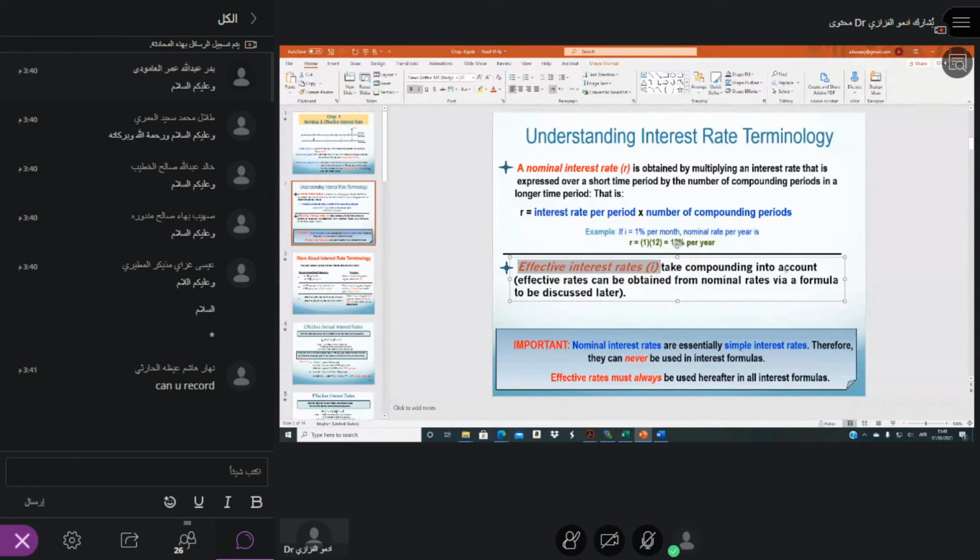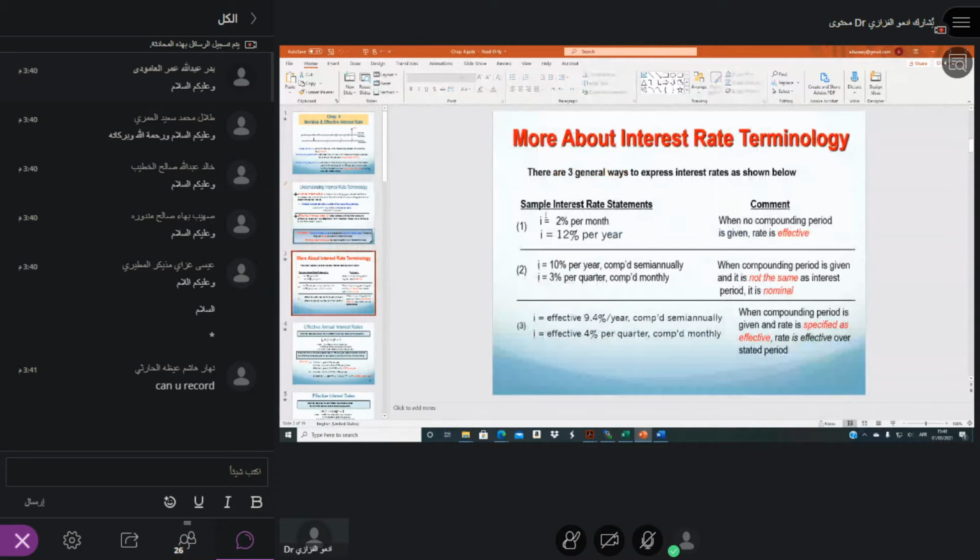It takes compounding into account. So this effective rate also takes compounding into account. Effective rates can be obtained from nominal rates through the formula that we'll look at shortly. So there is a formula that you use to calculate these effective rates from nominal rates. So if you are given nominal rates, you are able to calculate these effective rates.